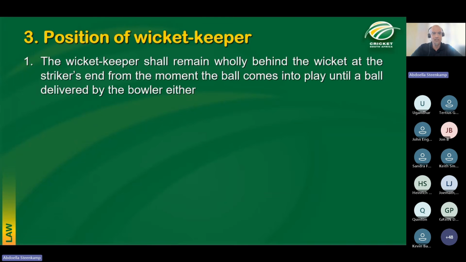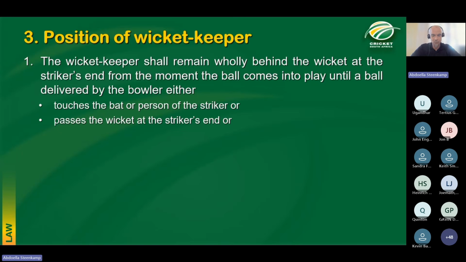There are 3 exceptions where the keeper can come in front of the stumps. Except for these 3 exceptions, the keeper needs to stay behind the stumps at all times. What are these 3 exceptions? As soon as the ball touches the bat or person of the striker, the keeper can come in front of the stumps. As soon as the ball passes the striker's wicket, the keeper can come in front of the stumps. As soon as the striker attempts a run, the keeper can come in front of the stumps. So these are the only 3 instances where the keeper can come in front of the stumps. Otherwise, the keeper needs to stay behind the stumps.